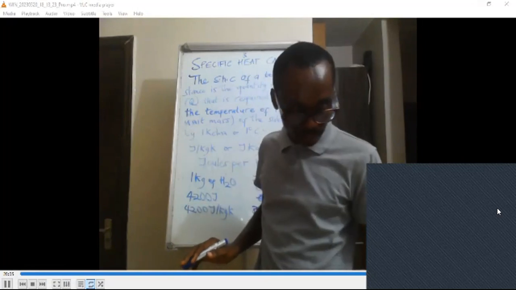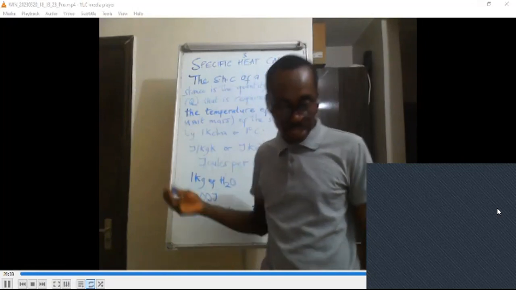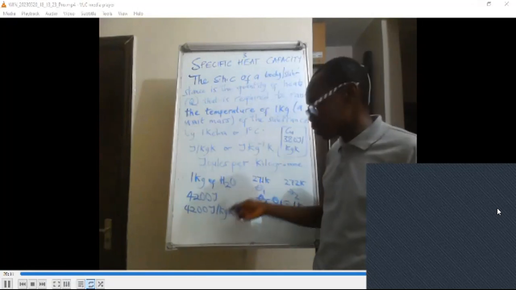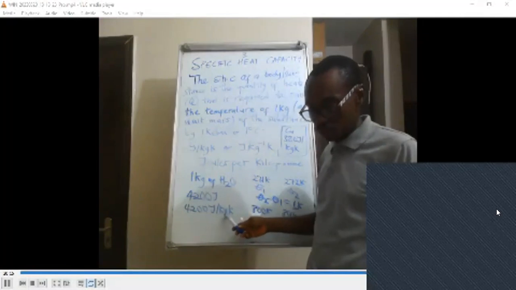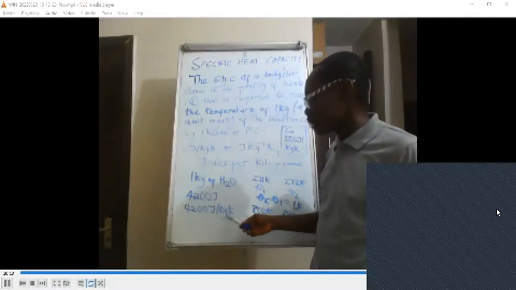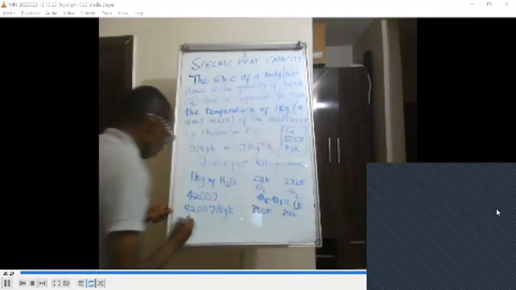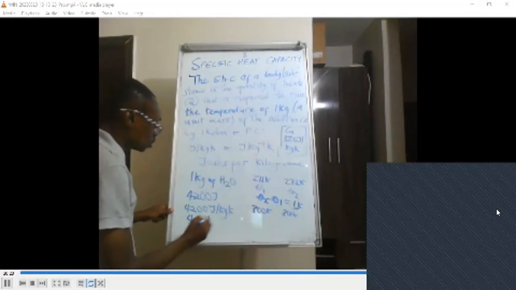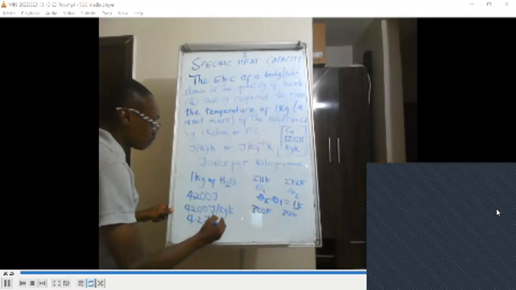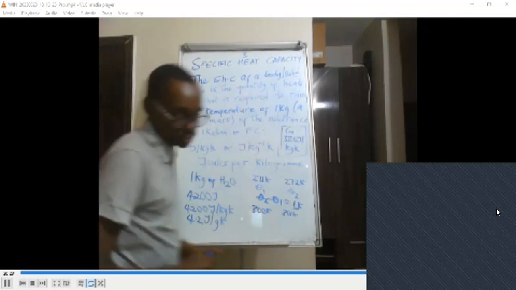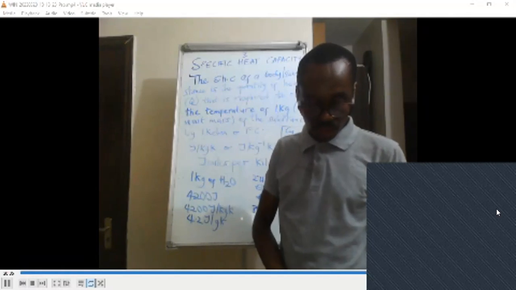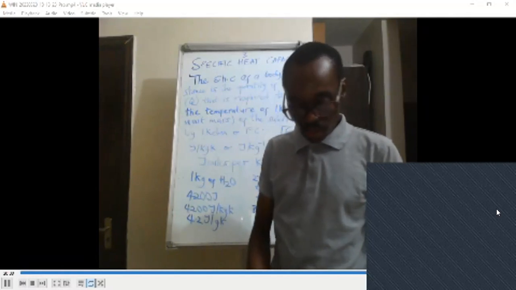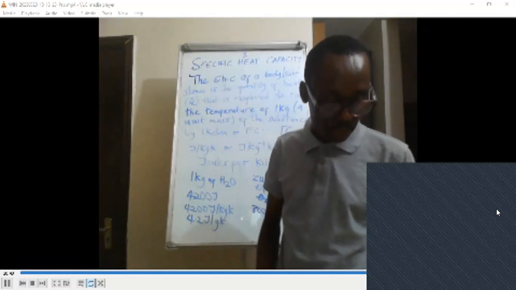Okay, so like I said, water has a specific heat capacity of 4,200 joules per kilogram per Kelvin. If it's in grams, that will be 4.2 joules per gram per Kelvin. Okay, so I believe you're actually understanding what we're doing.